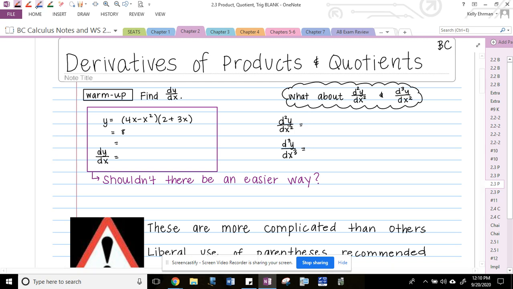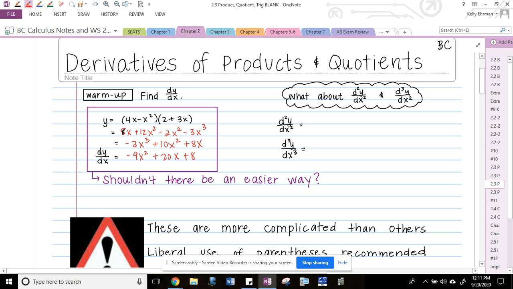So that would be 8x plus 12x squared minus 2x squared minus 3x to the third. And then we could combine like terms a little bit, put it in standard form. And then once we get that all organized, we can find the derivative. So 9x squared plus 20x plus 8 would be the first derivative of y with respect to x.